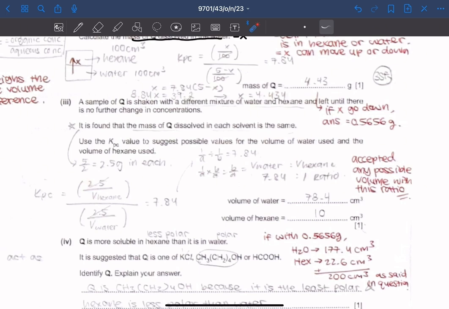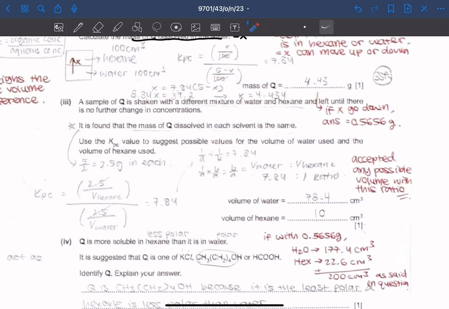So Kpc, organic concentration, is mass over volume, like just now. But this time we need to find the volume of hexane and volume of water. 2.5 divided by the volume of hexane, over 2.5 divided by the volume of water, is equal to the Kpc, which is 7.84 as previously. Then I can assume that the volume of hexane is A and the volume of water is B. So 1 over A divided by 1 over B.